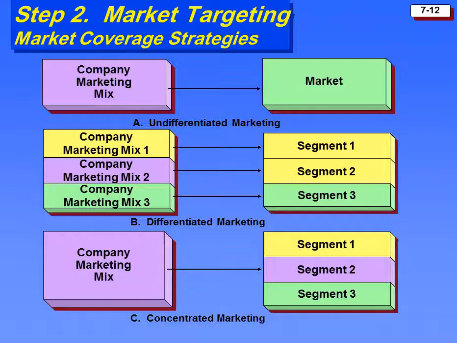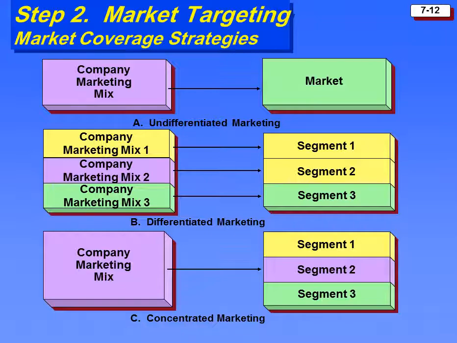In market targeting, we have market coverage strategies. Here we have three market coverage strategies. Strategy number 1, undifferentiated marketing. Strategy number 2, differentiated marketing. Strategy number 3, concentrated marketing. In the first strategy, undifferentiated marketing, the company looks at the market as one segment and introduces its products and services to the market with one marketing mix for the whole market.